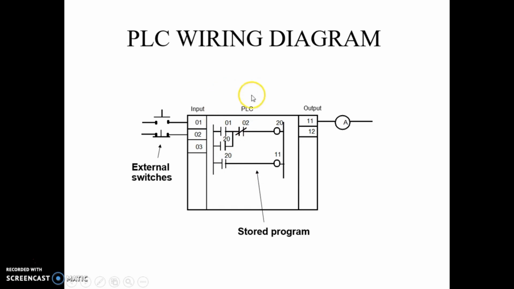This is the PLC wiring diagram for our problem. Here is the PLC. One side is the input side and the second side is the output side. Here are two level switches, level switch 1 and level switch 2, which sense the low and high level. So 01 is for sensing the level which is low, and 02 is the sensor for sensing the higher level.